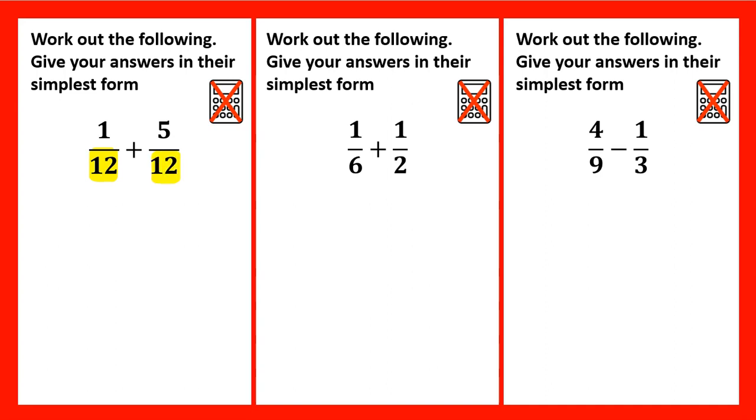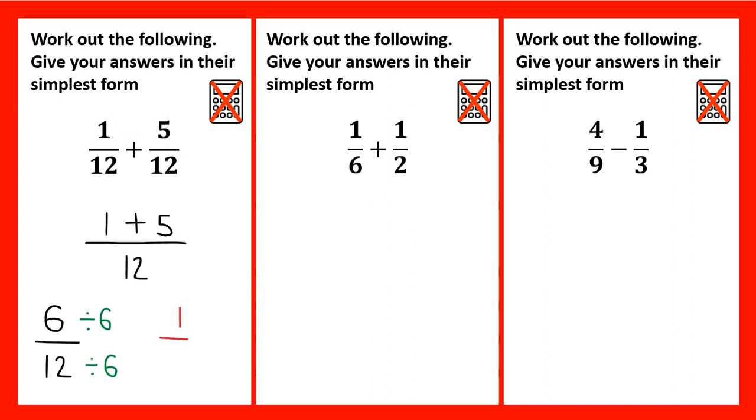In this case of the first question, you can see that we already have a common denominator of 12. Once you have common denominators, you can add or subtract the numerators. So with our common denominator of 12, we can start with 1 and we can add 5, which will give us 6 over 12. Both of these numbers have a highest common factor of 6, so we can simplify to give us our final answer of 1/2.